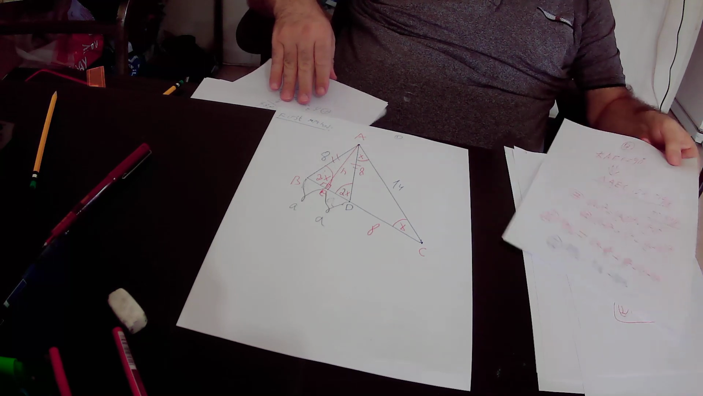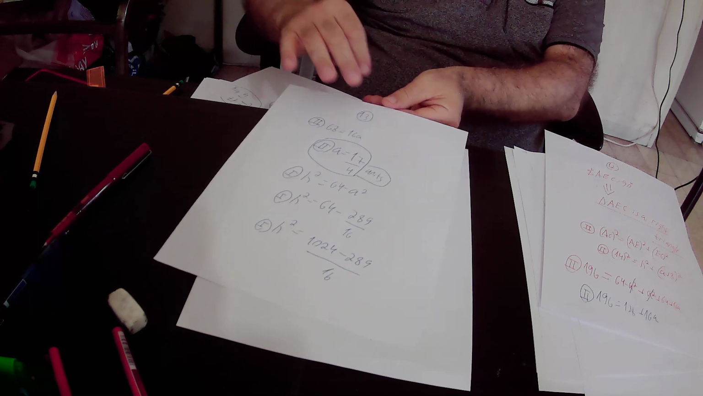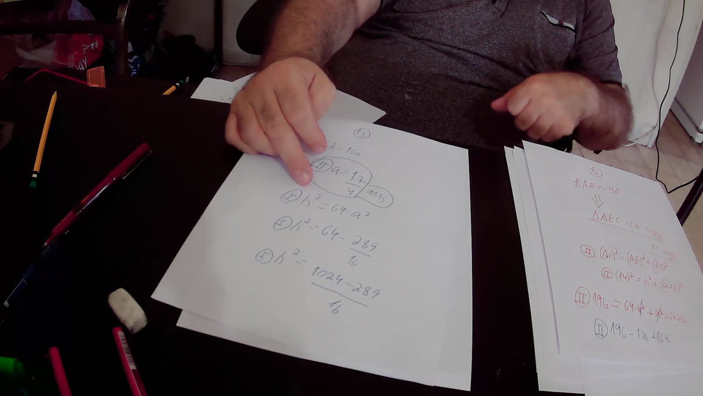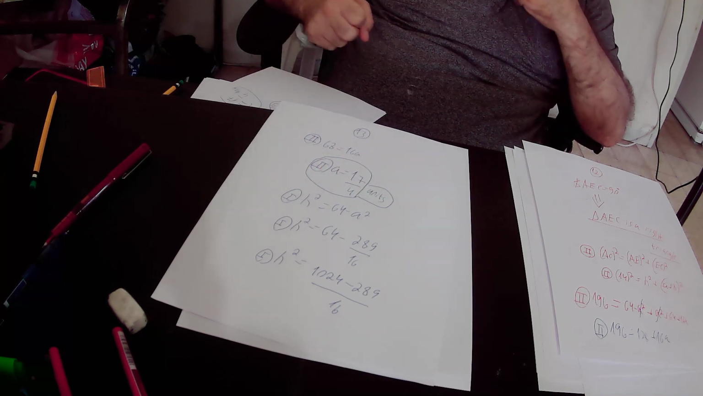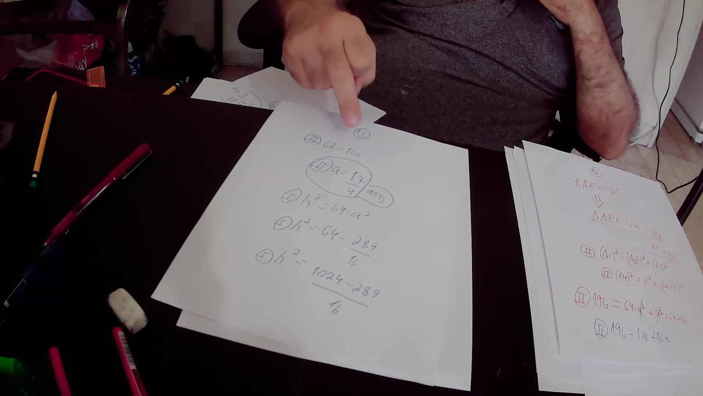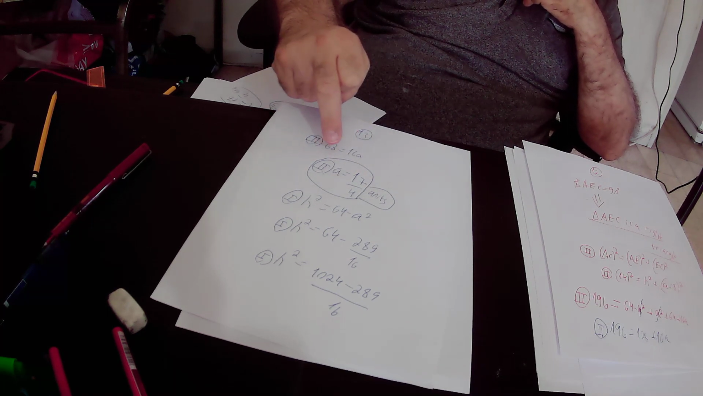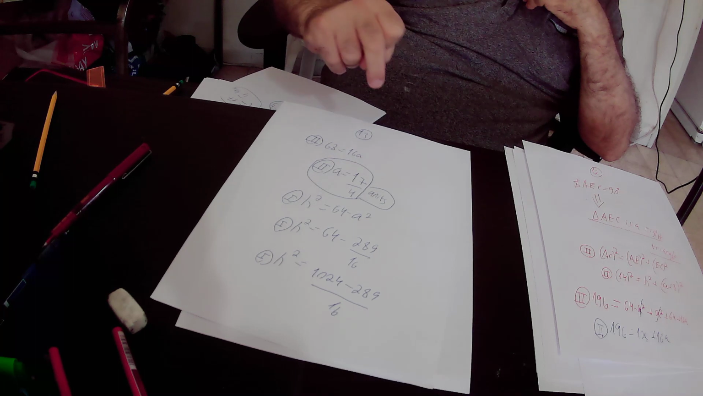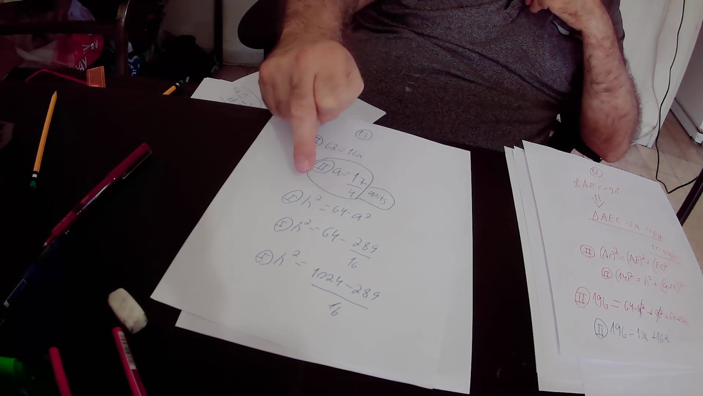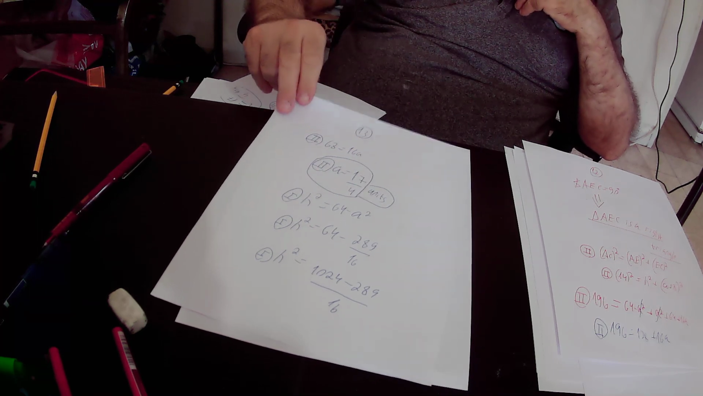We found out that the value of A is equal to 17 over 4 units. And we have equation number 1 that states that H squared equals 64 minus A squared. We have already found out that A equals 17 over 4, so we can substitute A squared by 17 over 4 squared in equation number 1.